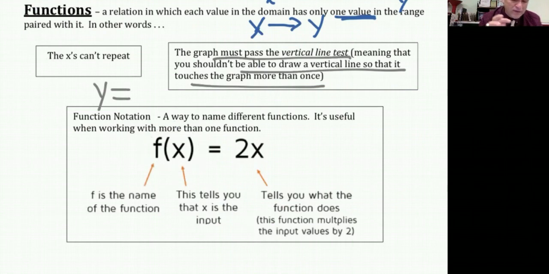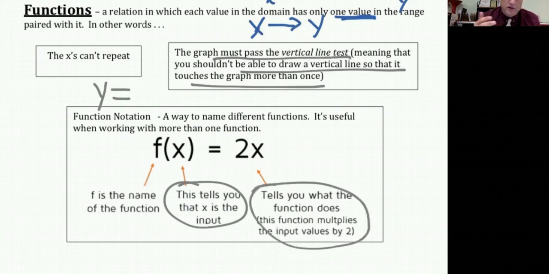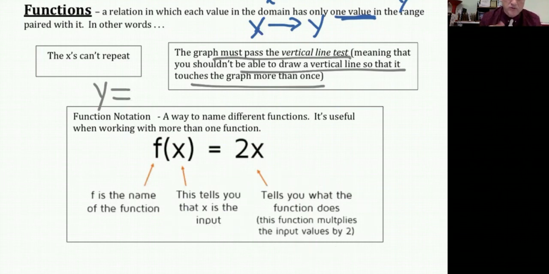Now, does it have to be f? No, it could be g of x or h of x or L of x. But we start with f of x just because function begins with f. So f is the name of this function. X is what we substitute in to the equation. This is your input. And then your function here is 2x. It says that I'm going to take 2 times whatever the x input is.